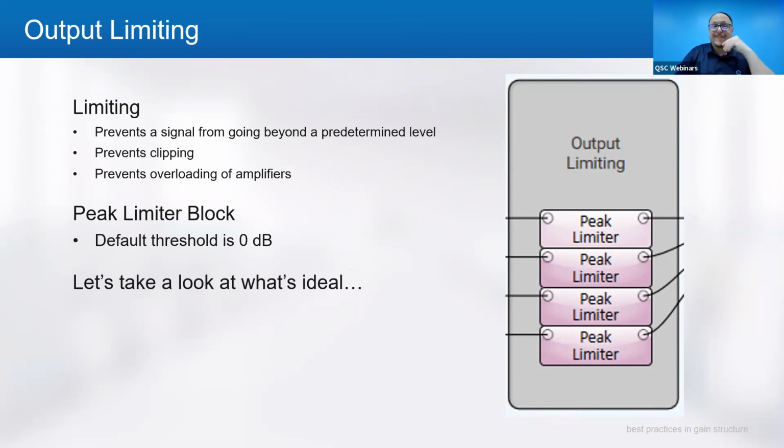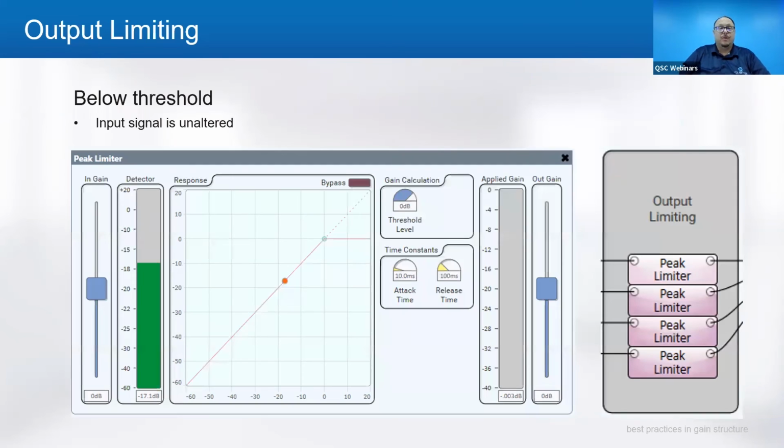So output limiting. Limiting will prevent a signal from going beyond a predetermined level. So it'll help prevent clipping, and prevents overloading of downstream devices, whether that's a recorder or an amplifier or something like that. The peak limiter block's default threshold is 0 dB, but let's take a look at what's ideal when we use that.